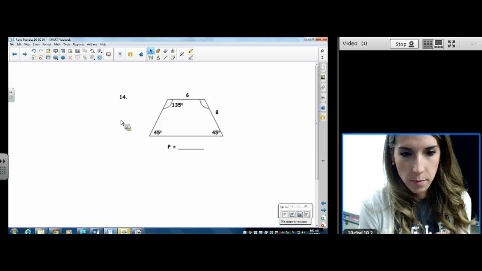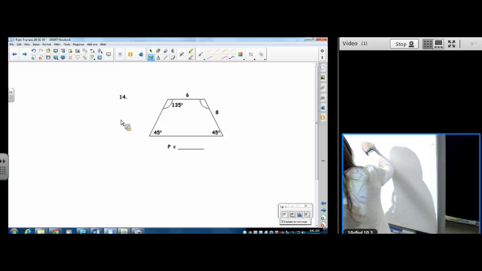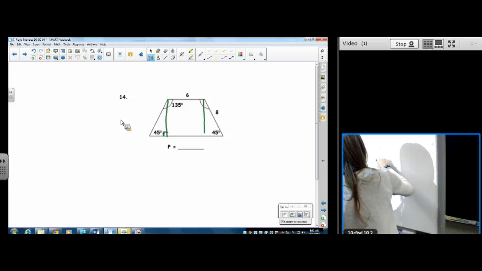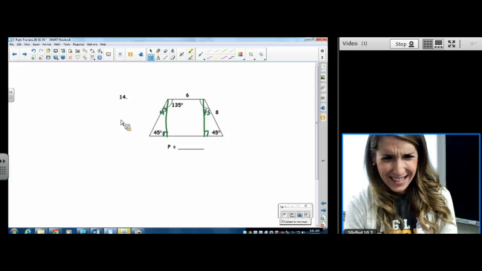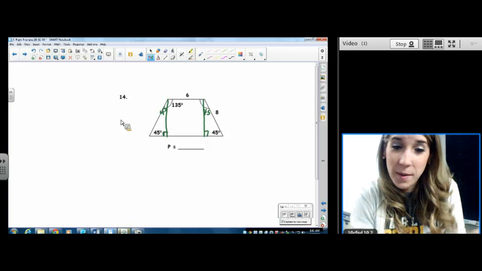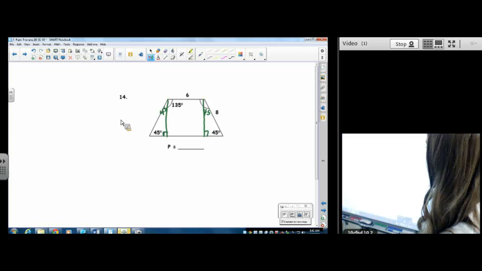Number 14 is another problem for which we need to draw some altitudes. We need to add some segments to our picture. We can draw an altitude here, and this is really not to scale, which kind of confuses me. Probably confuses you as well, right? Because that does not look like a right isosceles triangle, but it is. Okay, so what can we do here?